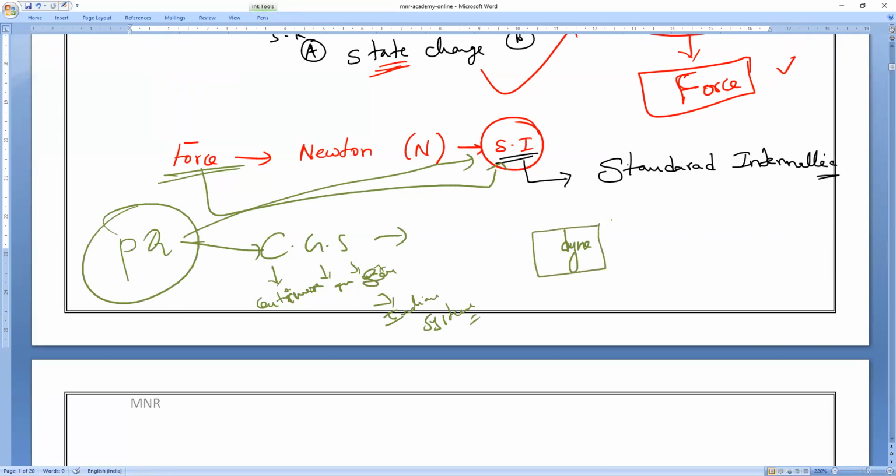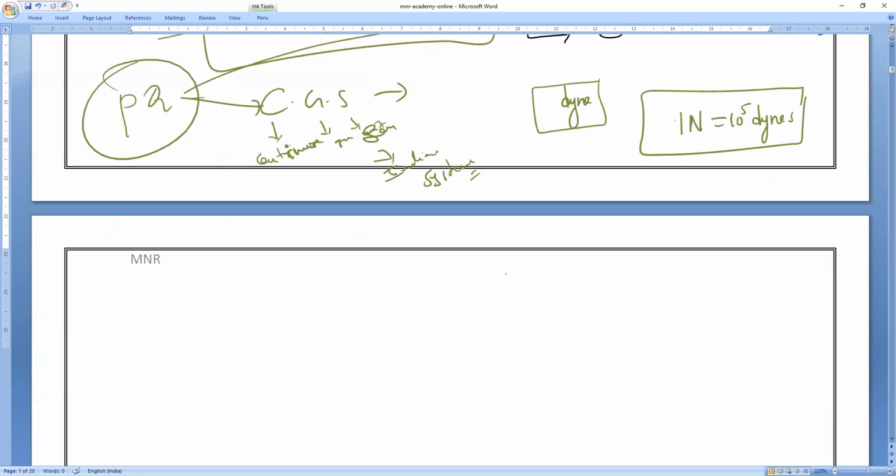Dyne. So 1 Newton is equal to 10 power 5 dynes. Please listen. How many dynes, everybody? 10 power 5 dynes. You all already know from the last chapter also that force is equal to mass into acceleration. As acceleration is a vector quantity, force is also a vector quantity. Do you all understand what I am saying?